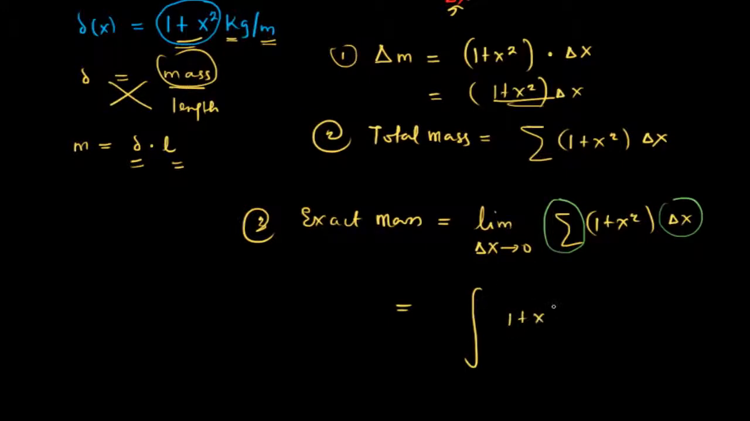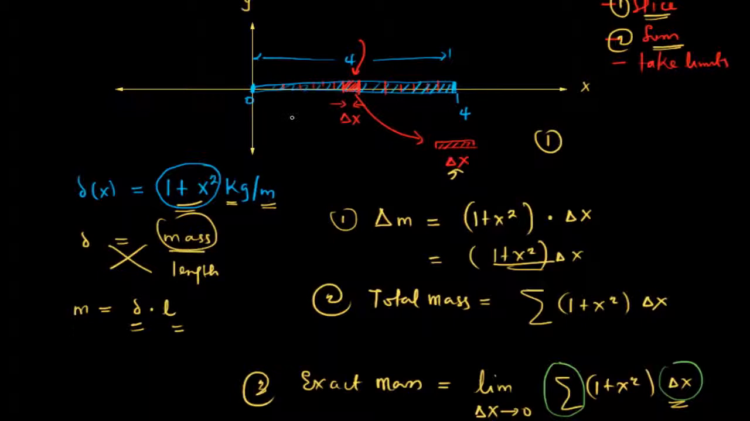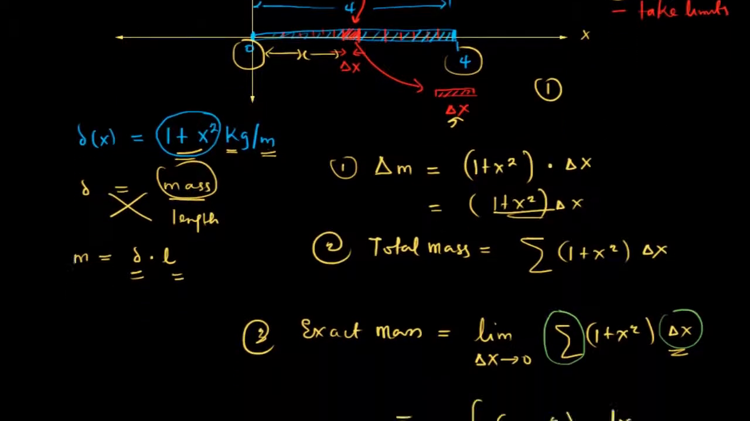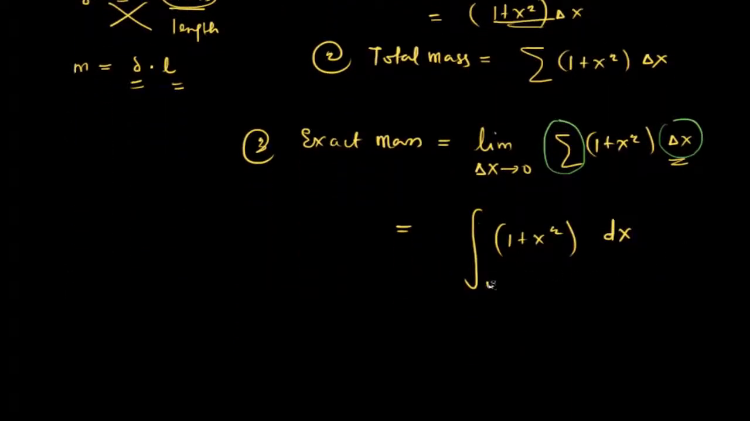So you have 1 plus x squared. Then the delta x here also changes to dx. So you see two things change. And then all we need is the range of x. From here you can see our x is going to run from 0 to 4, because x runs from here to here. So x runs from 0 to 4. So this is just going to be from 0 to 4.